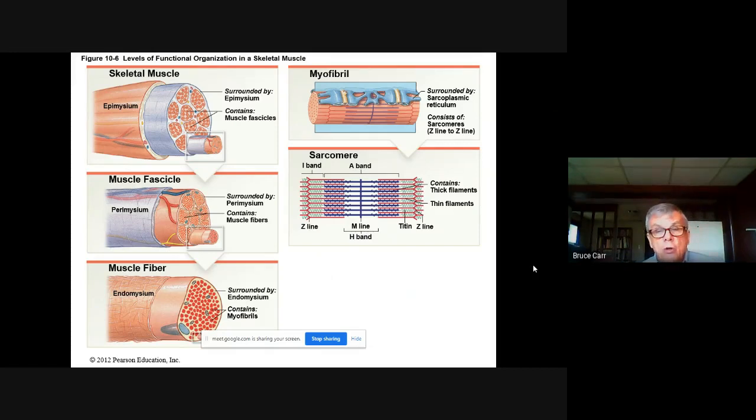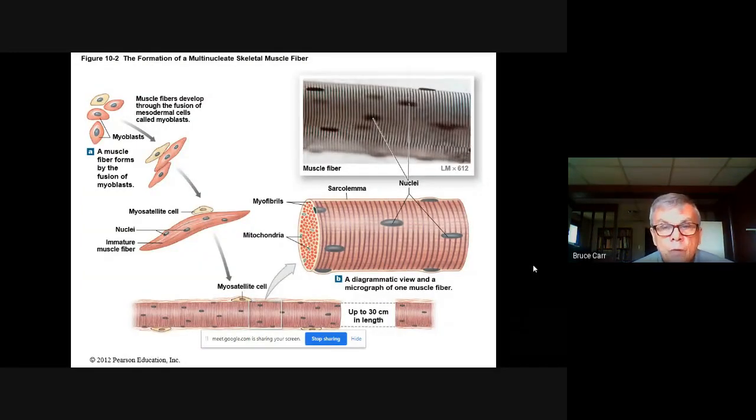Here's a real picture of a muscle fiber. It has those stripes because the sarcomeres are lined up in register with the Z line of one myofibril in exactly the same place as the Z line of the next myofibril. So it has these stripes or striations. It's a very, very long "cell", one that has many nuclei because of the fusion of myoblasts that form it. At the bottom, you can see up to 30 centimeters in length. What is that, 11 inches? So it's very, very unusual as a fiber.